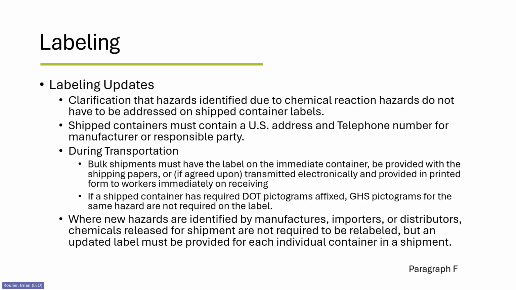Bulk shipments must have the label conveyed in one of 3 ways. The bulk shipment container is labeled itself, the label is provided with the shipping papers, or lastly, the label is electronically transmitted from the provider to the end receiver user and provided in print form immediately upon receiving the shipment. The end user must opt in or agree to receive these electronically, and if they do not, the label must be provided in one of the other 2 ways specified.